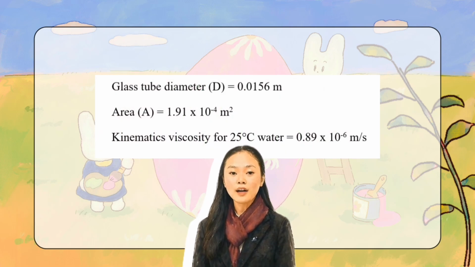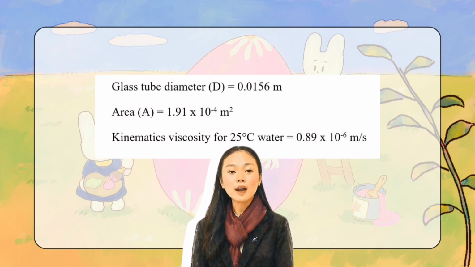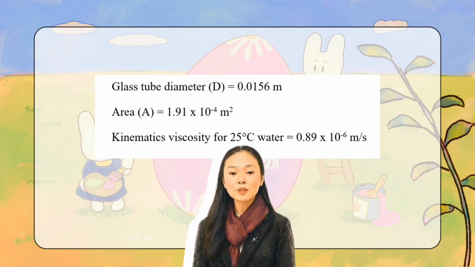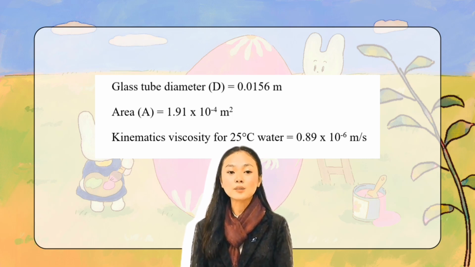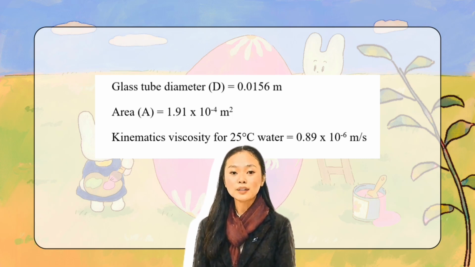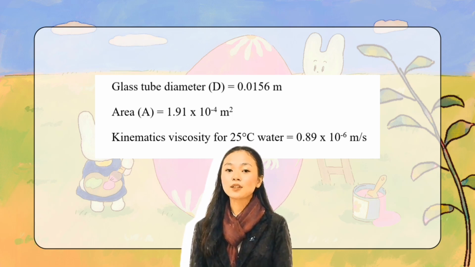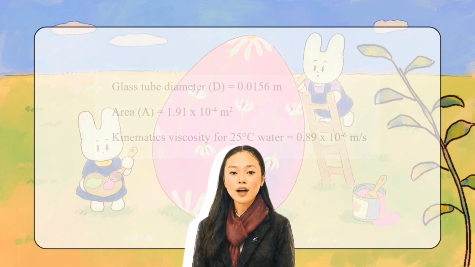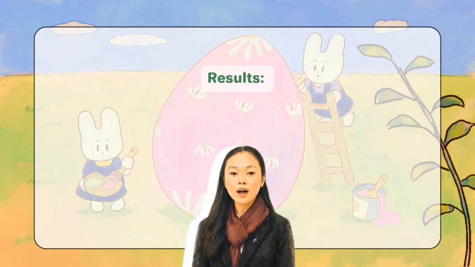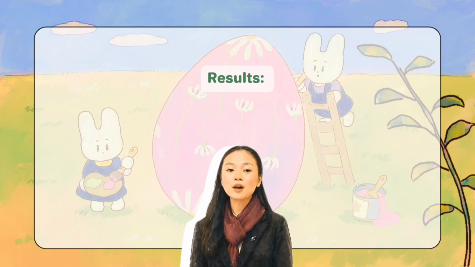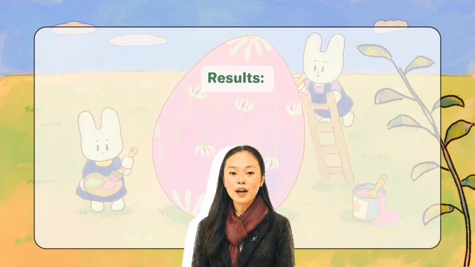For this calculation, we use the fixed glass tube diameter of 0.0156 meters, an area of 1.91 × 10^-4 square meters, and the kinematic viscosity of water at 25 degrees Celsius, which is 0.89 × 10^-6 square meters per second. Looking at our results, we categorize the flow into 3 distinct regimes based on theoretical thresholds.